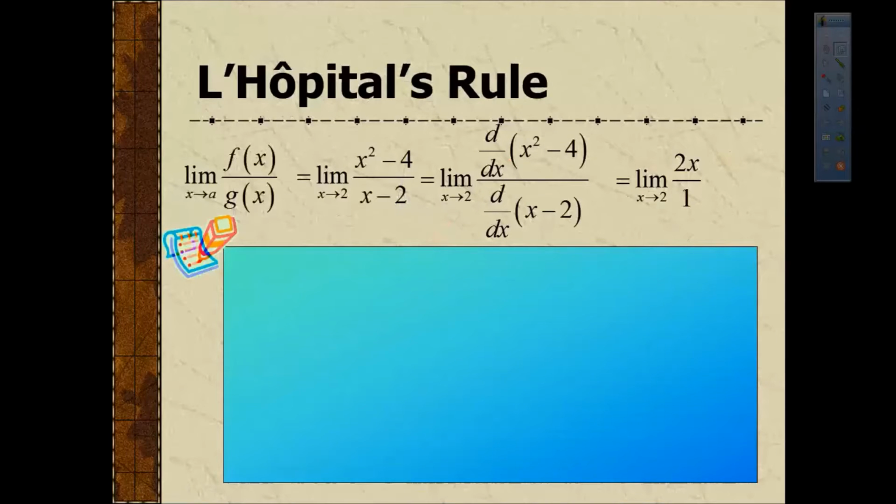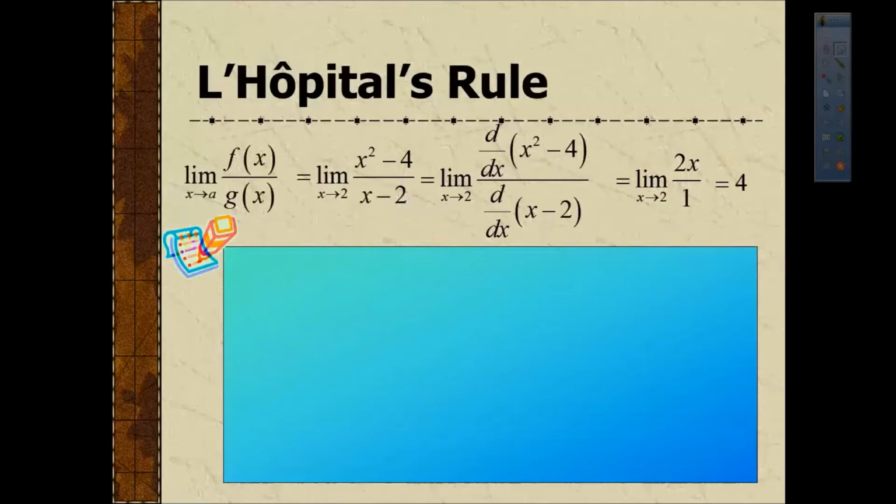Derivative of x squared minus 4 is 2x. Derivative of x minus 2 is 1. And now we can do the limit as x approaches 2 by direct substitution. Plug in that 2 and we get 2 times 2 over 1, or a value of 4 again.